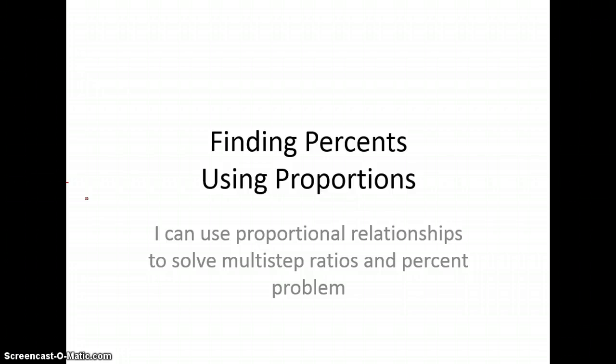So the I can statement we're working on is: I can use proportional relationships to solve multi-step ratio and percent problems. And we're really going to focus on the percent problems portion of this for this lesson. After we talk about using proportions to find percents, we're going to talk about using equations to find percents. And you may find as we're going through the proportions section of this lesson that there's an equation that's very similar that's going to pop up every single time we solve a proportions problem.